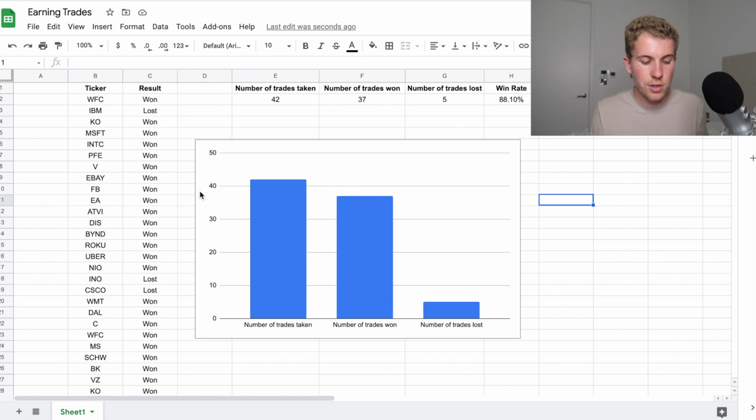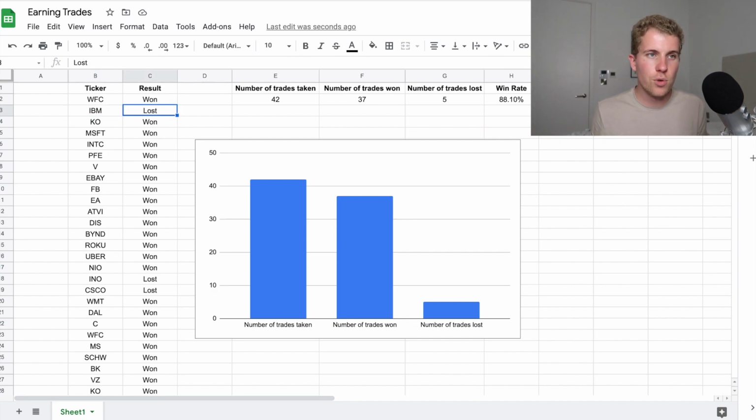Well, I've been tracking my trades, my earning trades at least, since I think the end of 2020 when I started doing this. I started looking at that spreadsheet and tracking each and every single trade to see if it was a winner or a loser for each earning trade. Every time I was selling short strangles. In column B you can see the stock, and in column C the results. For example, on the second line, I took a trade on Wells Fargo and it was a winner. Then on IBM, a loser.